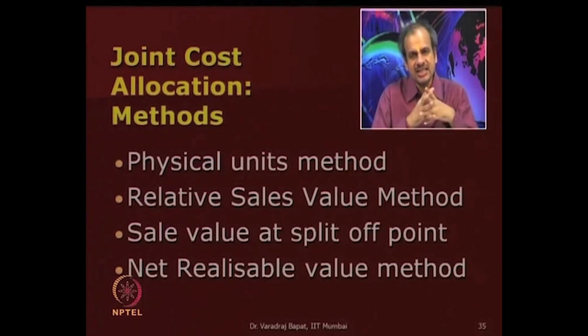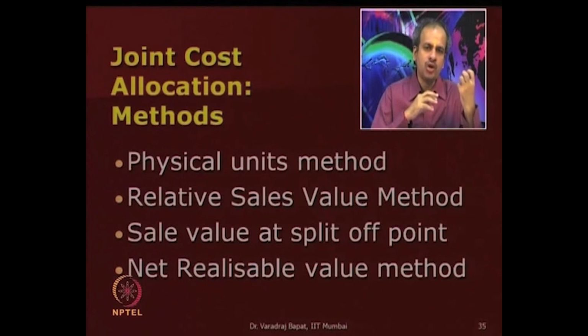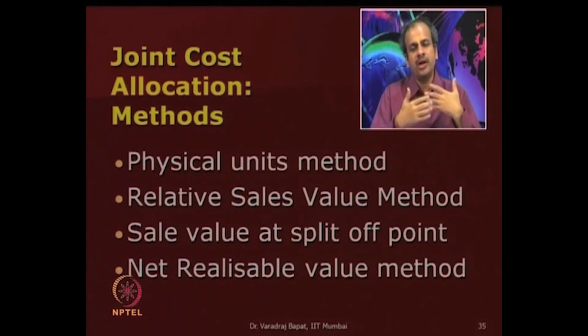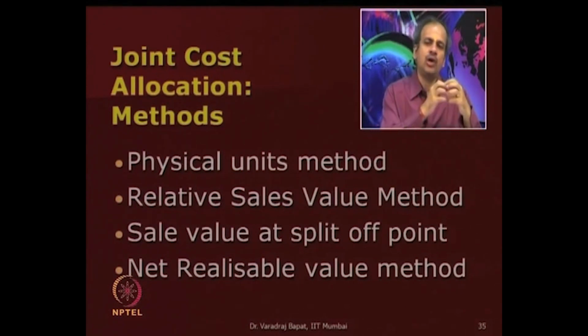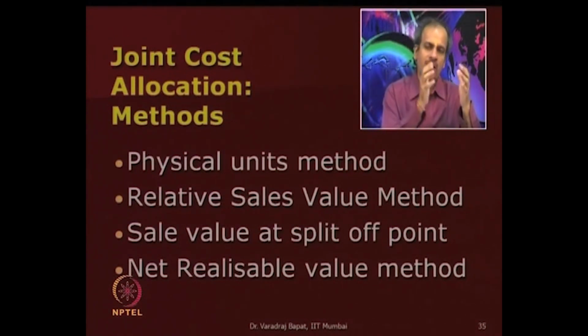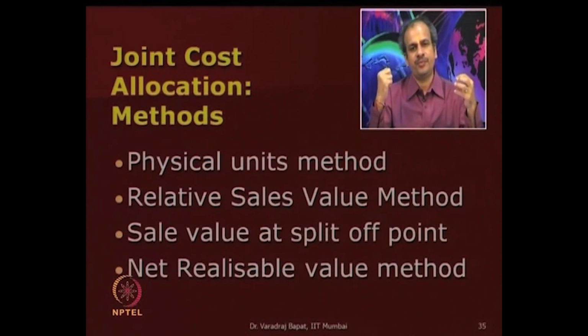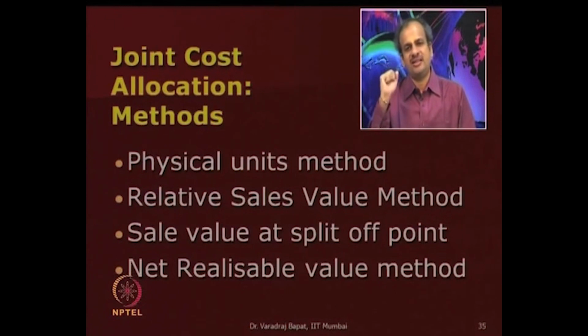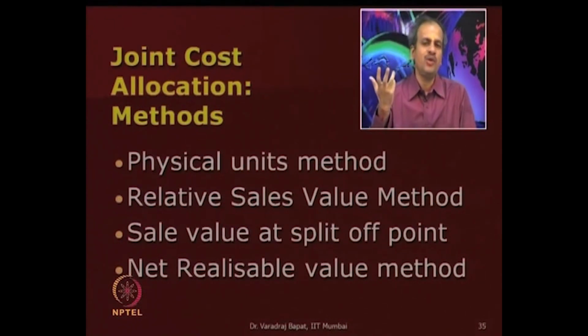As we were discussing, up to the joint product level, the costs come together. So it becomes necessary that the cost is appropriately charged to the joint products. It is not possible to identify them on a one-to-one basis. We have one joint cost that requires to be apportioned. So what are the different methods? The easiest method is physical units.